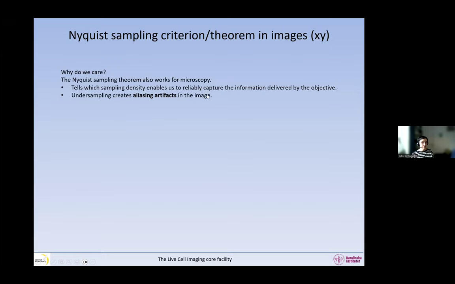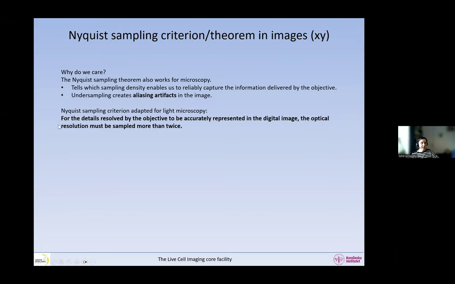So these are the two reasons why we are interested in the Nyquist sampling theorem. The Nyquist sampling theorem has been adapted for light microscopy. And what it says is that for the details resolved by the objective to be accurately represented in the digital image, the optical resolution must be sampled more than twice. I remind you that the optical resolution is a distance, right? It's the distance between the two points that can be resolved.